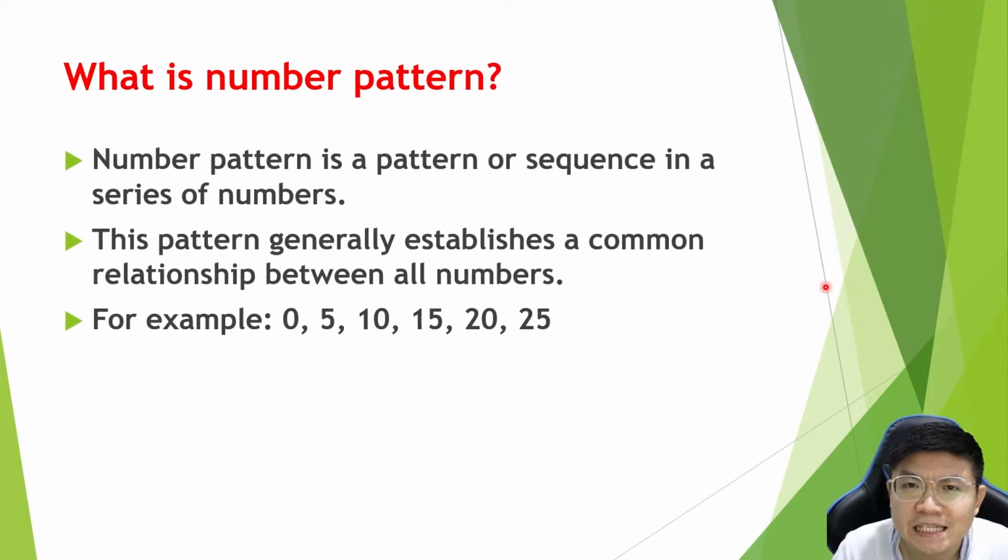What is number pattern? Number pattern is actually a number or sequence in a series of numbers. This number pattern generally establishes a common relationship between all numbers. For example, 0, 5, 10, 15, 20, 25, 30, and so on. So this is the so-called number pattern.